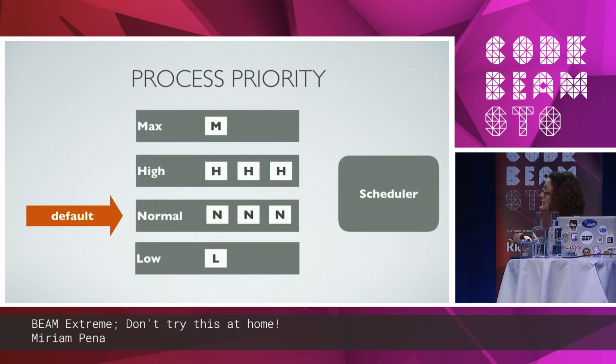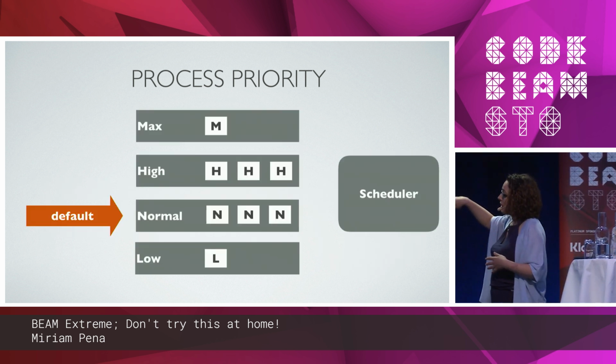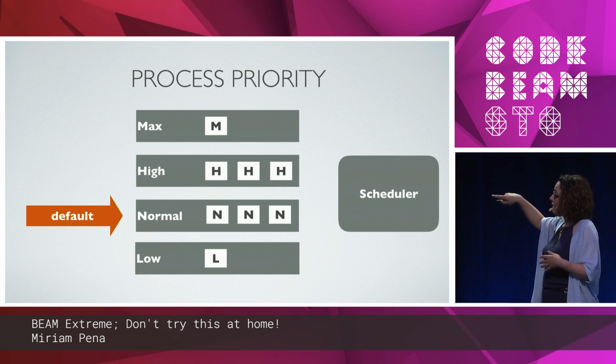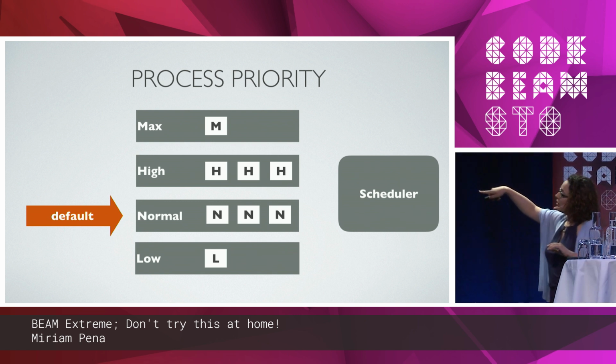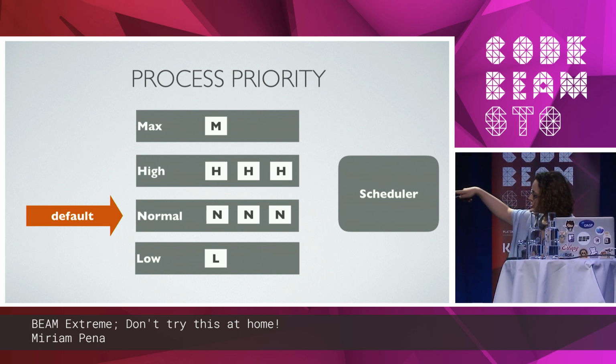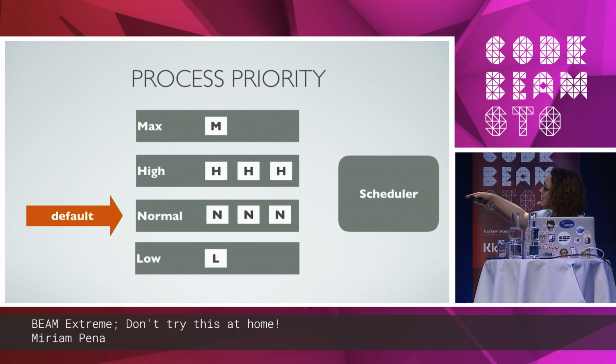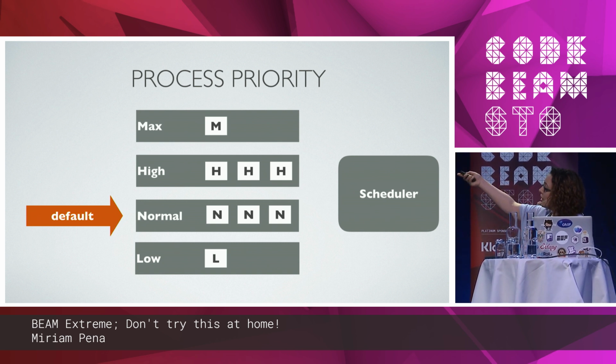And every new process will spawn with normal priority. However, if this is our scheduler and each box is a process organized by priority, how this would work, of course, is first the max priority process will be executed, then all the highs. And as long as there are highs, no one else will get executed. If there are more highs, all of that. So that means that no normal, no low will be executed as long as there are processes on high.